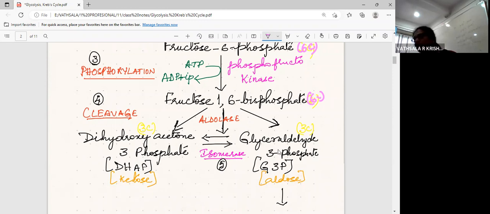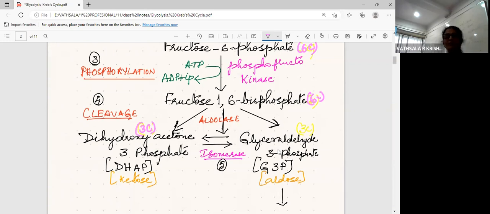Dihydroxyacetone 3-phosphate. Okay, dihydroxyacetone phosphate, which is a 3-carbon compound, and since fructose 1,6-bisphosphate is split into these 2 molecules, it's called cleavage. Is it clear? So DHAP and G3P.